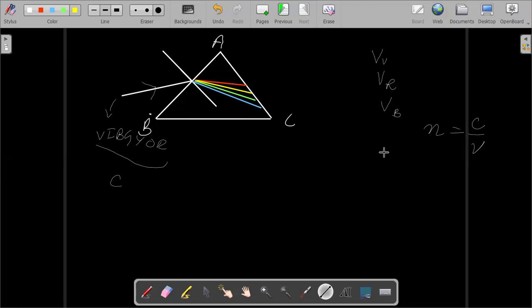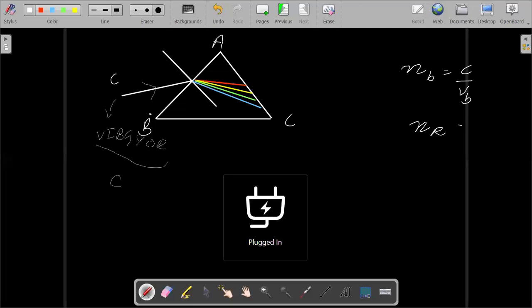So see, just concentrate here. We discussed that the refractive index is given by the formula c by v, right? So the different colors of light have the same speed in vacuum or air. Here all the colors were traveling with the speed c, and when they enter this glass prism, all the colors travel with different speeds. So the refractive index for blue color will be equal to c by the velocity of blue color. The refractive index of red color will be equal to c by the velocity of red color.